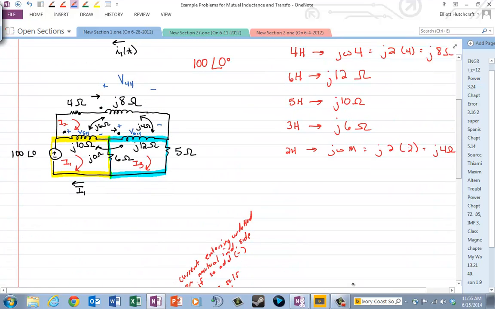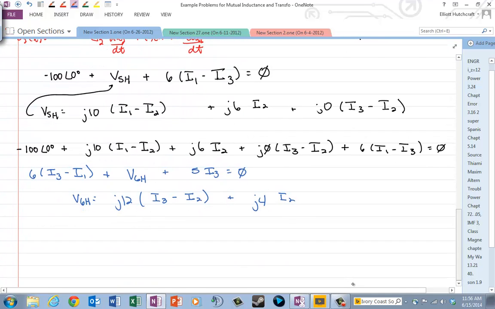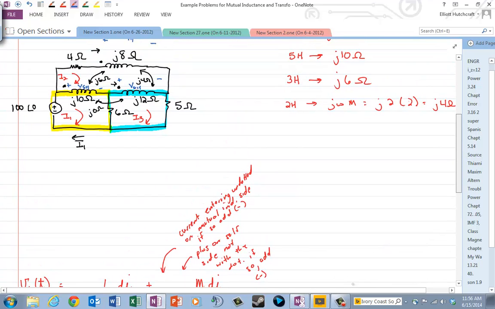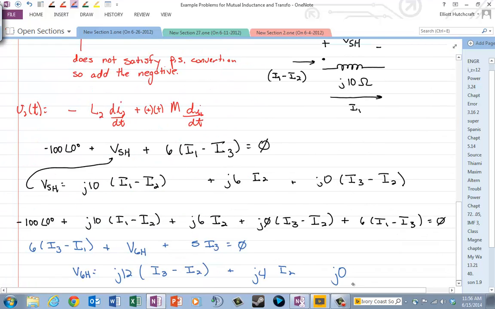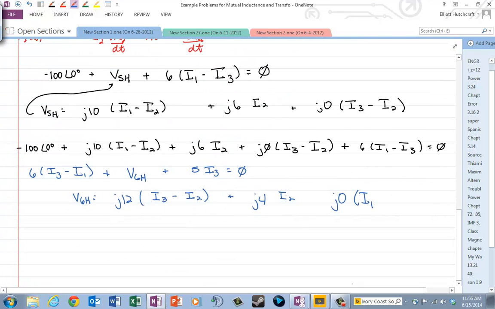And then we've got the J0 ohm. So J0, and I need the current going into the dot of that one. And so the current going into the dot, well, I1 is going into the dot, I2 is going the opposite way, so I1 minus I2 is the net current going into the dot. And so I get to put a plus sign there. And that's V6 Henry.